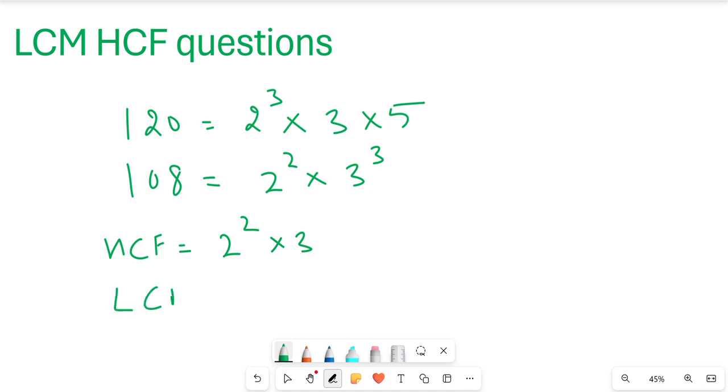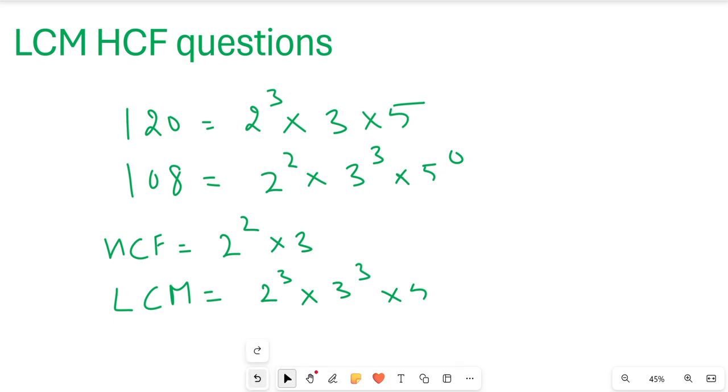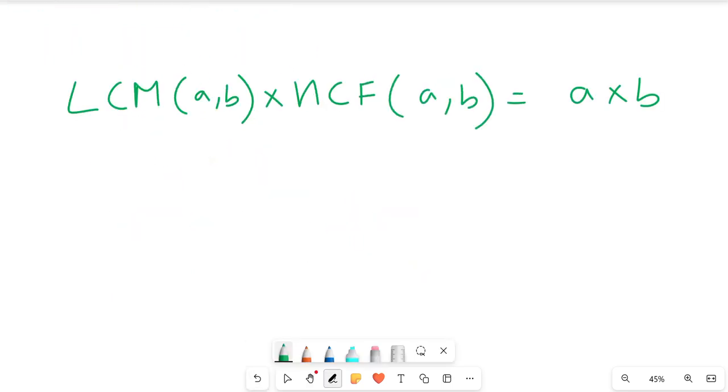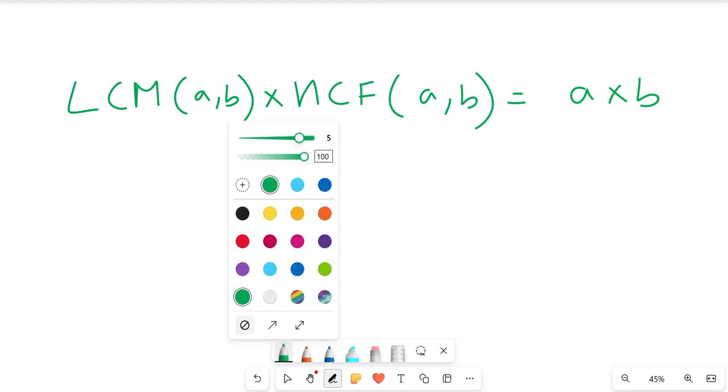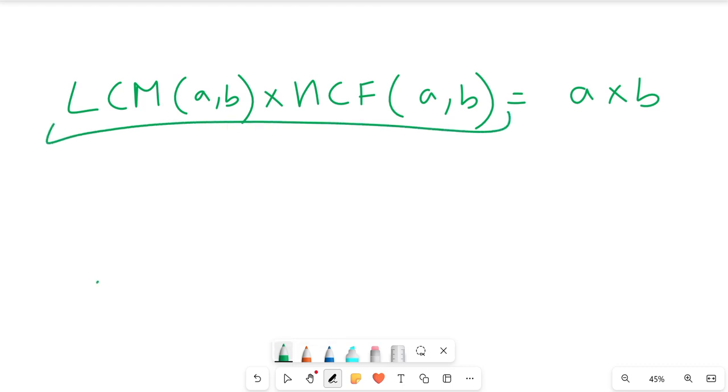For LCM, I will pick the bigger powers. So basically all the factors of 108 and 120 should be present in that number, with no extra factor. So here I will pick 2 cube. Here amongst 3 and 3 cube, I will take 3 cube. And here it is 5 raised to power 0 in 108, so I will pick 5. So this is my LCM. Also we did one relationship. If A and B are the two numbers, then product of LCM and HCF is equal to product of the numbers. This is an important relation, and at times it is required to find a few of the unknowns.